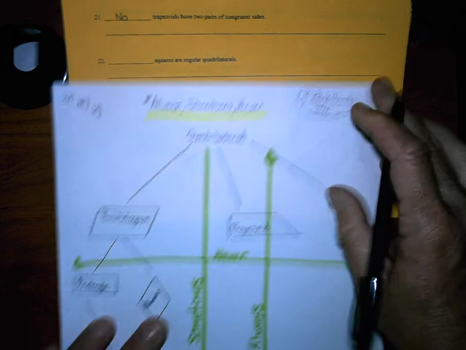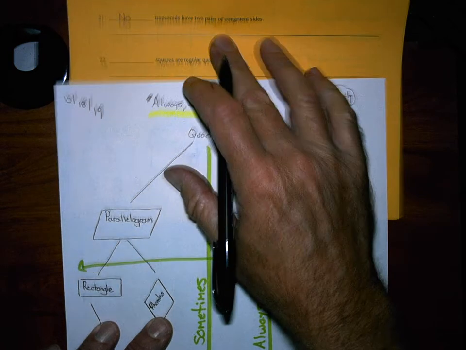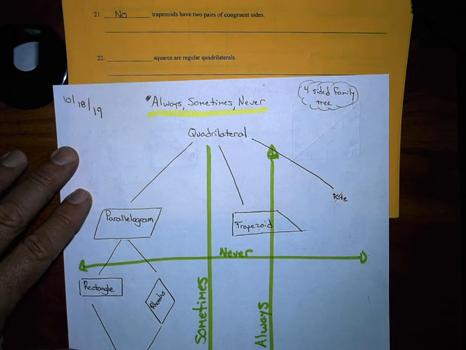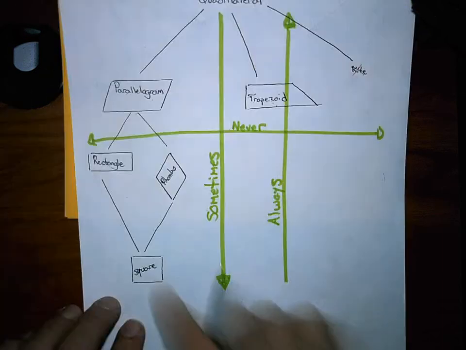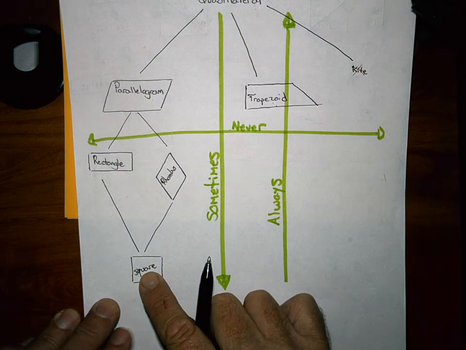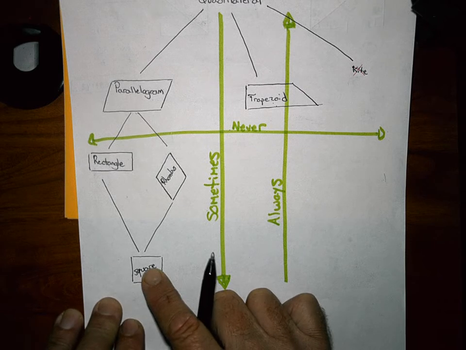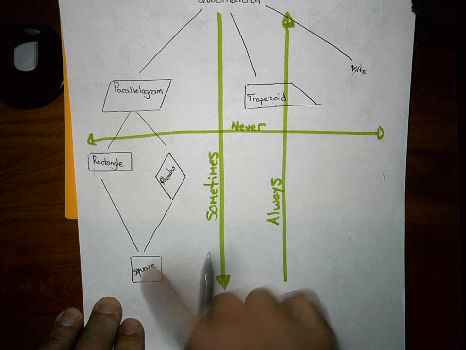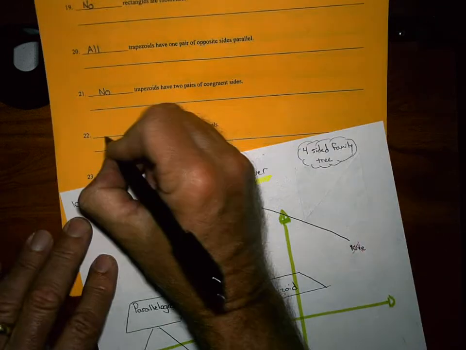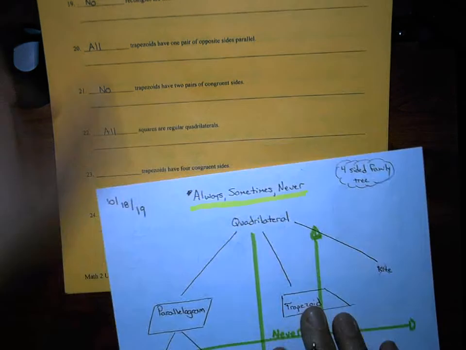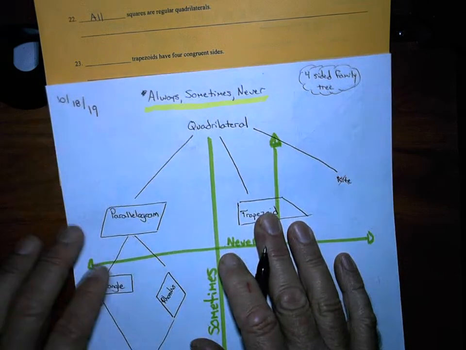22, squares are regular quadrilaterals. Okay, so here's my square way down here. So that's where I'm going to start. Where are the regular quadrilaterals at? Well, the only regular quadrilateral would be right here. So the answer is always. 22 is all.